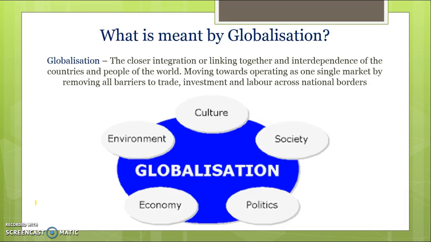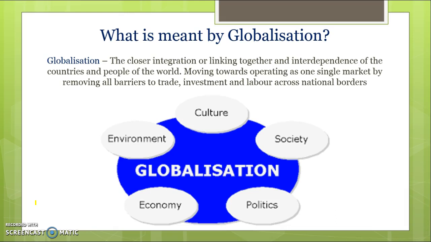So when we're looking at globalisation, the strict definition of globalisation is quite tricky, but basically what it means is the closer integration or linking together of countries and people all around the world. So it's basically about the world becoming more interdependent on each other, and moving towards operating as one single market.